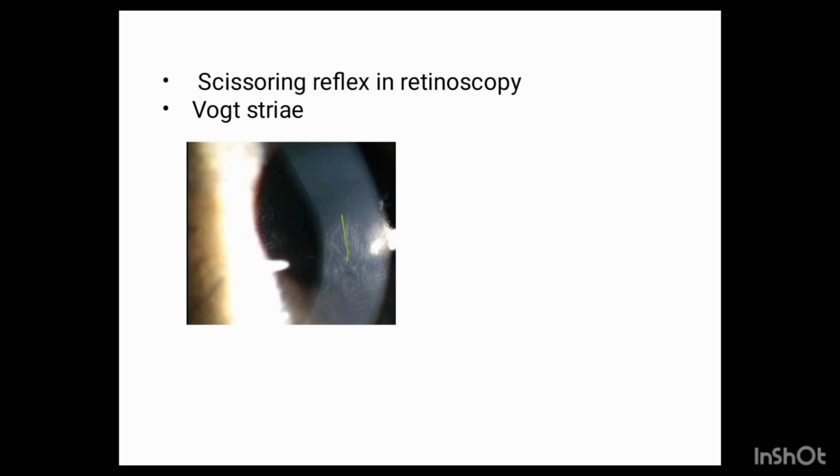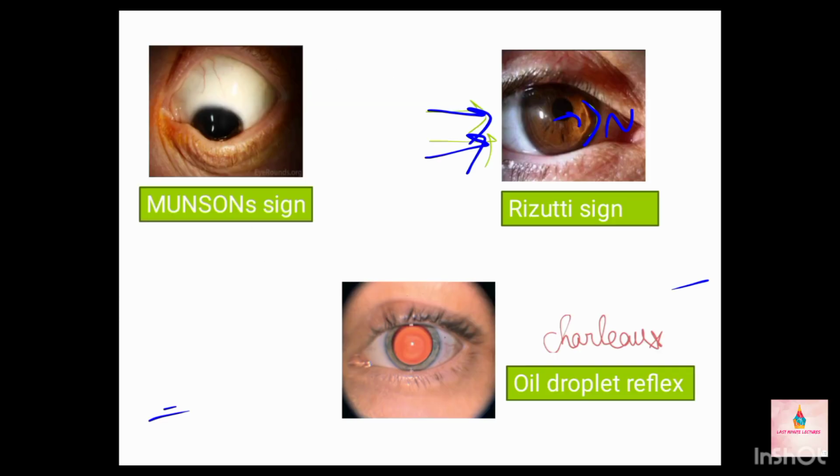Vogt striae are the vertical striae. In this image, you can see these vertical lines on the cornea. These are due to stretching. These vertical striae are known as Vogt striae. Right? These are the signs and symptoms you need to know. You need to know about the Vogt striae, scissoring reflex, Munson sign, Rizzuti sign, and oil droplet reflex.